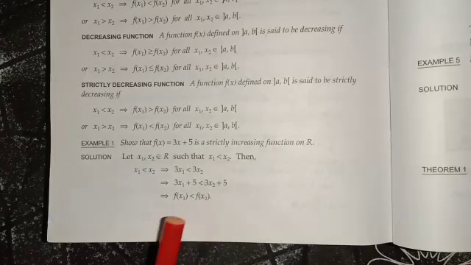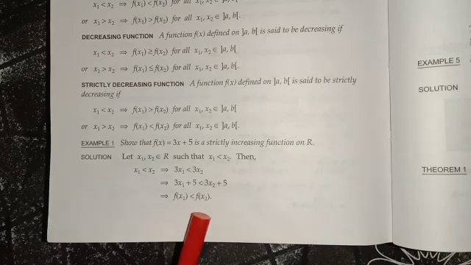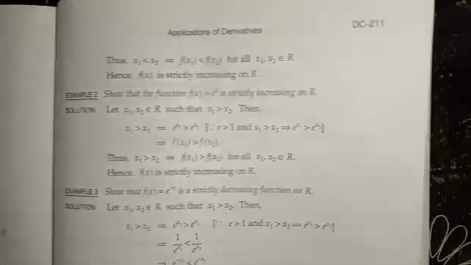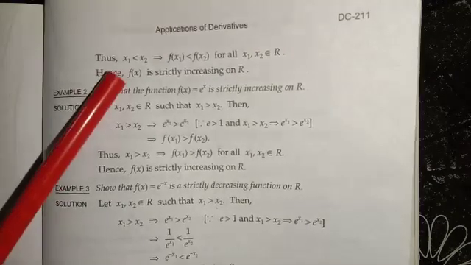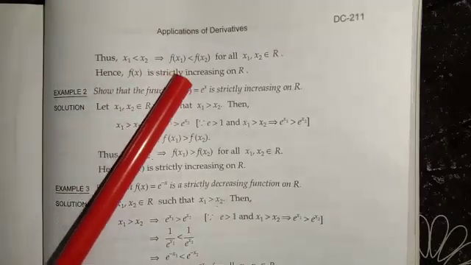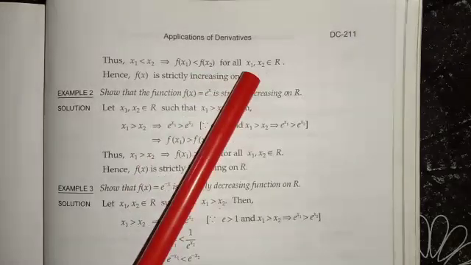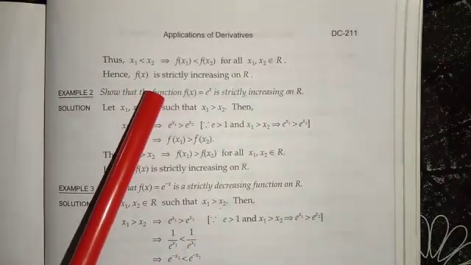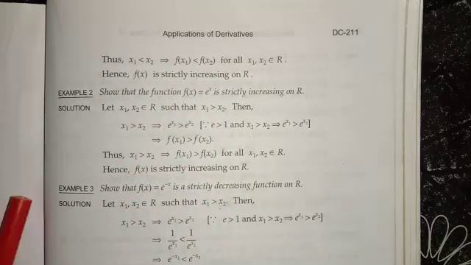Is it clear or not? f of x1 less than f of x2. So what do you mean by this? It is increasing. Thus x1 less than x2 implies that f of x1 is less than f of x2 for all x1 and x2 belonging to the real numbers R. Hence f of x is strictly increasing on R.